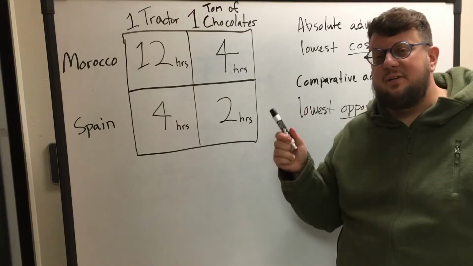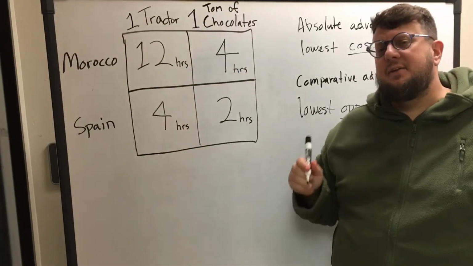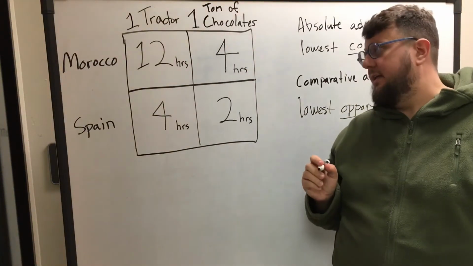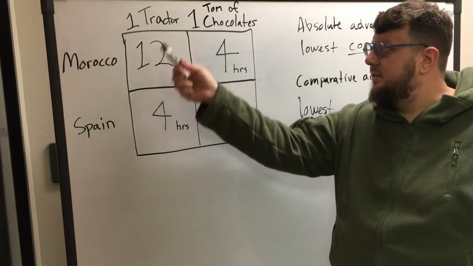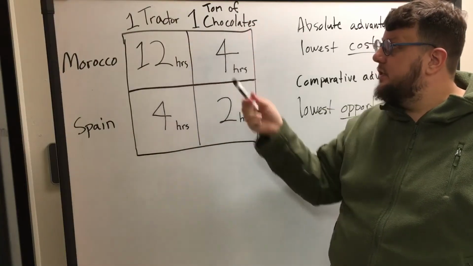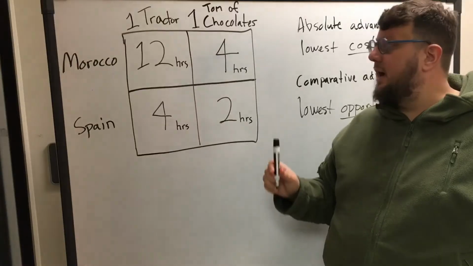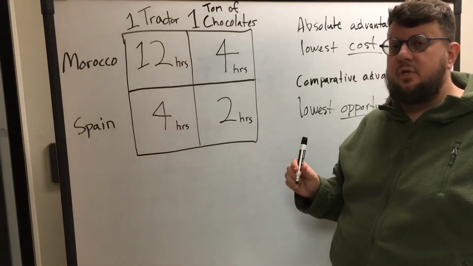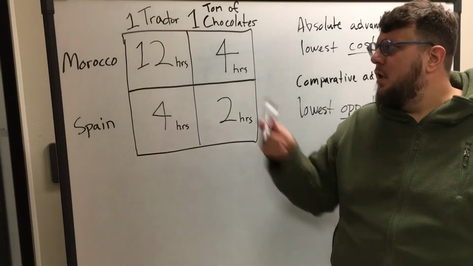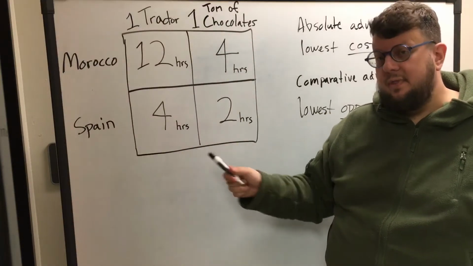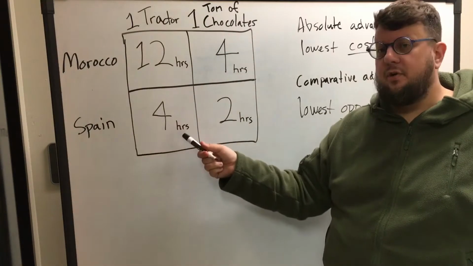Here I have two countries, Morocco and Spain, and two goods that they're going to make, either a tractor or a ton of chocolates. Now Morocco can either do a tractor in 12 hours or a ton of chocolates in 4 hours. Spain, on the other hand, can do a tractor in 4 hours or a ton of chocolates in 2 hours. If you had to say to yourself, with tractors, who has the lowest cost, who would that be? If you said Spain, you're correct.